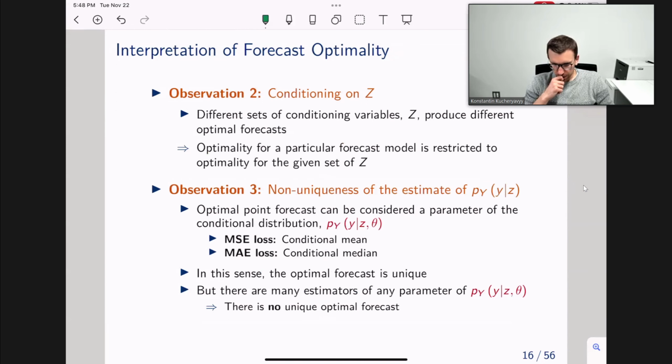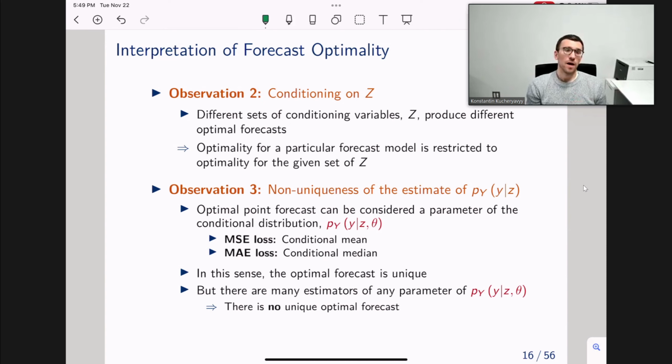The point here is that, of course, you can be comparing different models and choosing different subsets of variables to base your predictions on. But for each subset of z's, there is its own optimal forecast. And so by varying z's, you're arriving at different optimal forecasts for different z's.